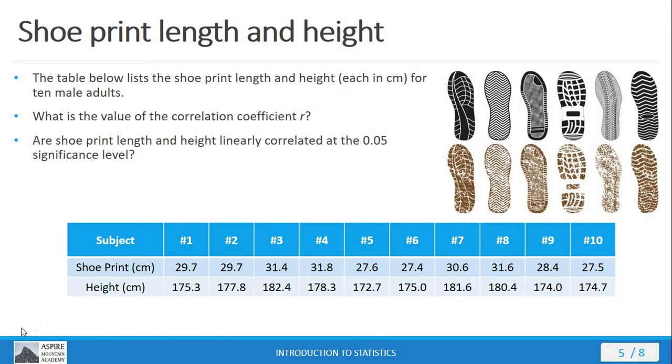For right now, let's look at an example problem involving our linear correlation coefficient. So here we have shoe print length and height data for 10 randomly selected people, and we're going to use this data to answer these questions. What is the value of the correlation coefficient R? And are shoe print length and height linearly correlated at the 5% significance level? This data is found within our group inside StatCrunch. So if you want to load that data into StatCrunch and follow along inside StatCrunch, feel free.